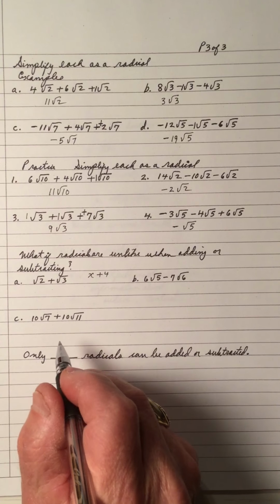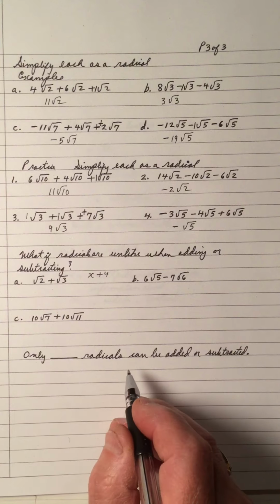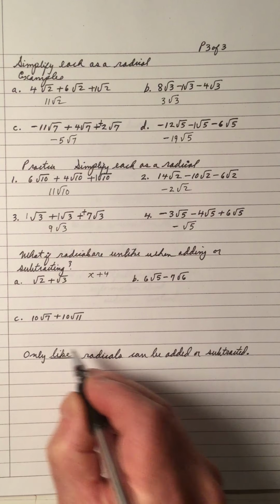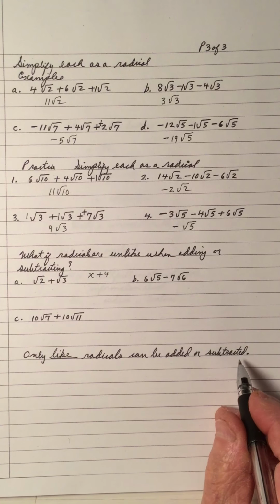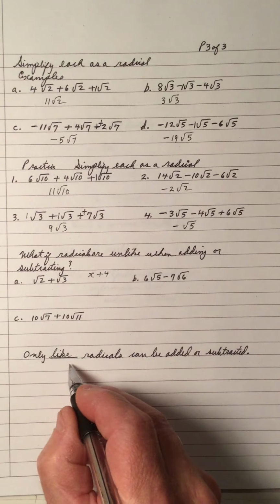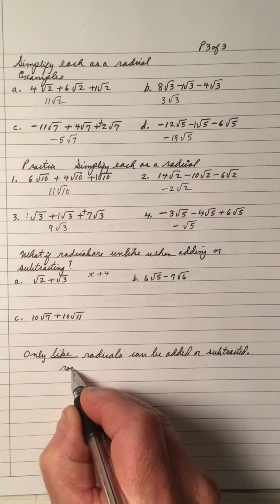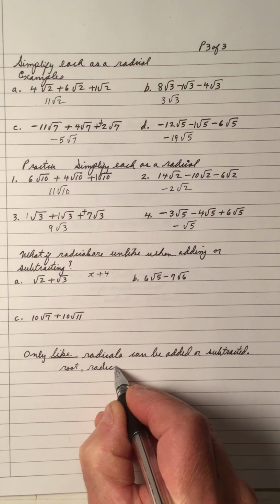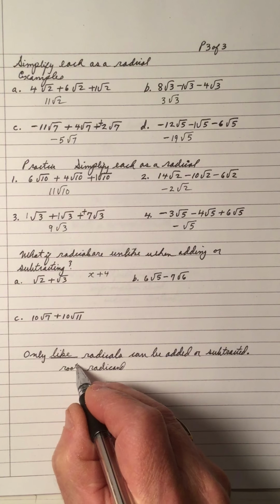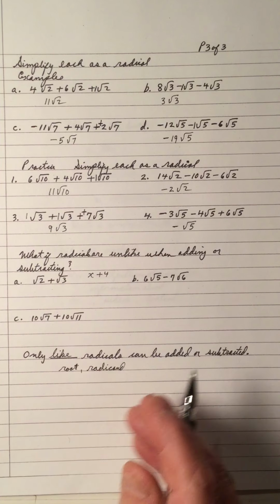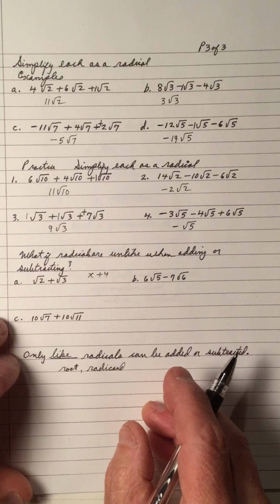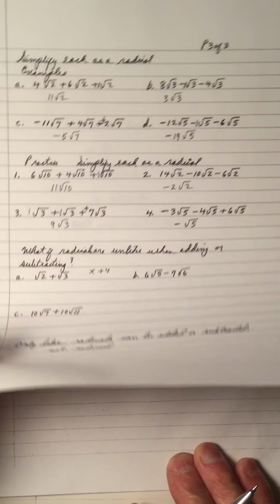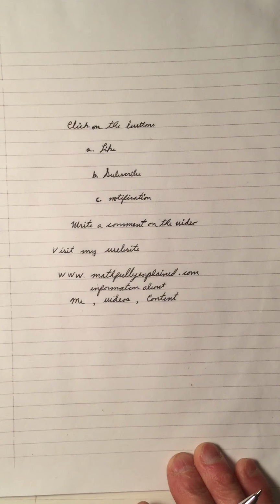You can only add and subtract if they're like radicals. So only like radicals can be added or subtracted. That is, like radicals have the same root and the same radicand. Just keep that in mind. And when you're adding, you add or subtract the numbers and you keep the root that you have. So that's adding and subtracting radicals.